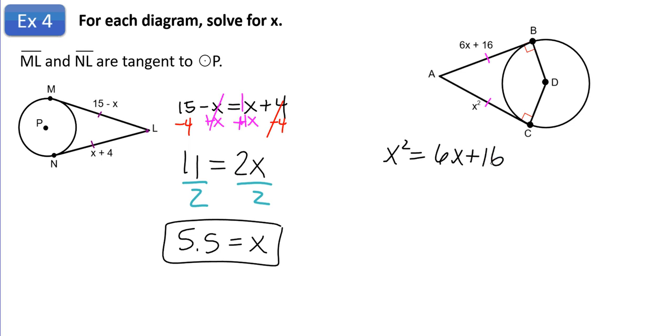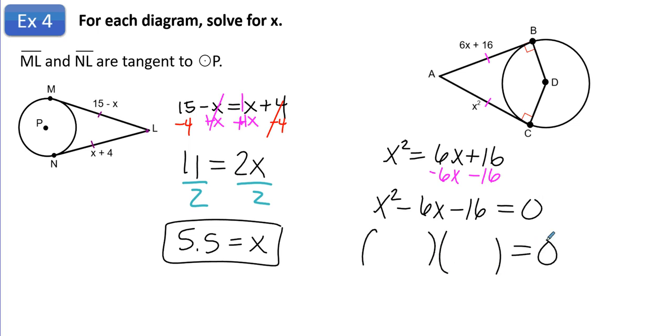Now, we haven't dealt with equations like this for a little while. It was before Christmas that we worked with these. The power of 2 on that x term, x squared, tells us we're going to have two solutions to our problem. We want to find these solutions by factoring. So I'm going to go ahead and subtract all of the terms over to one side of the equation. So I get x squared minus 6x minus 16 is equal to 0. And then we can factor it.